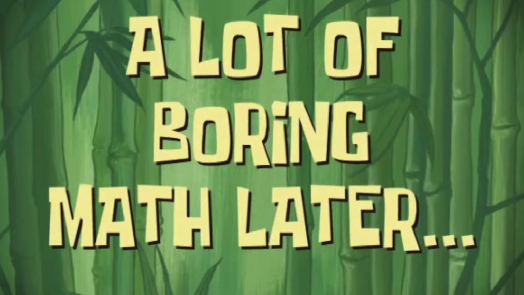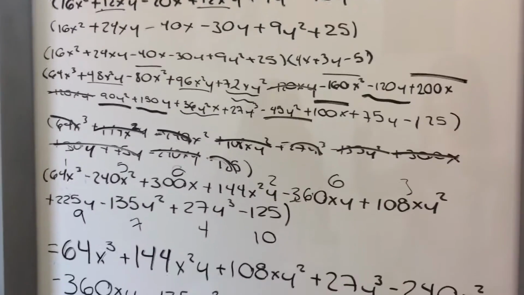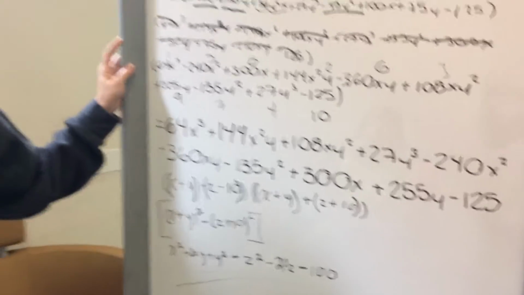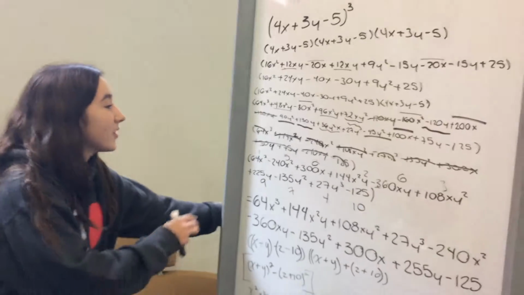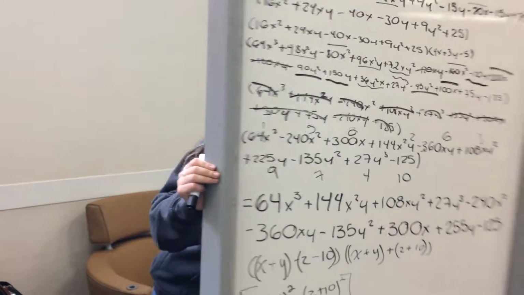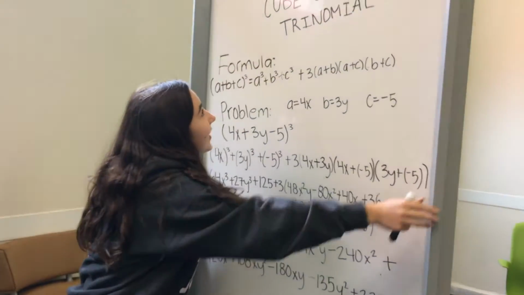A lot of boring math later. Okay, so you can solve it by distributive property, but it will be very long. So we're going to use a formula for the cube of a trinomial in order to do it simpler and easier.